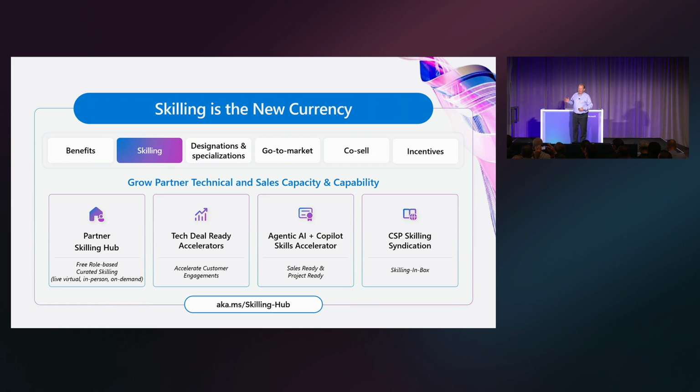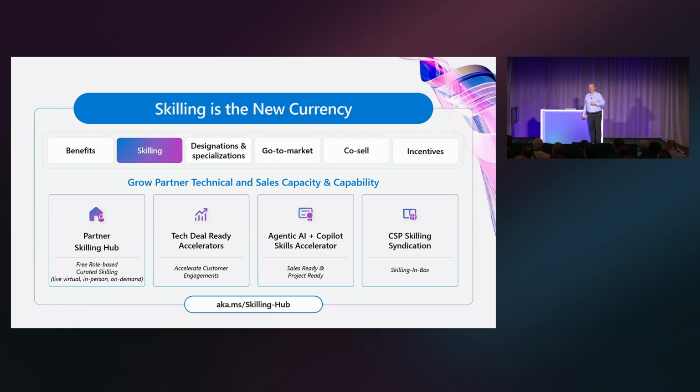The Partner Skilling Hub offers a range of virtual, in-person, and on-demand courses, from advanced certifications to project-ready and sales-ready accelerators, so that your teams can deliver value from day one. We've launched partner hackathons, the Agentic AI plus Copilot Skills Accelerator, supporting every skill level, from no-code to low-code to pro-code, enabling a frontier firm journey.